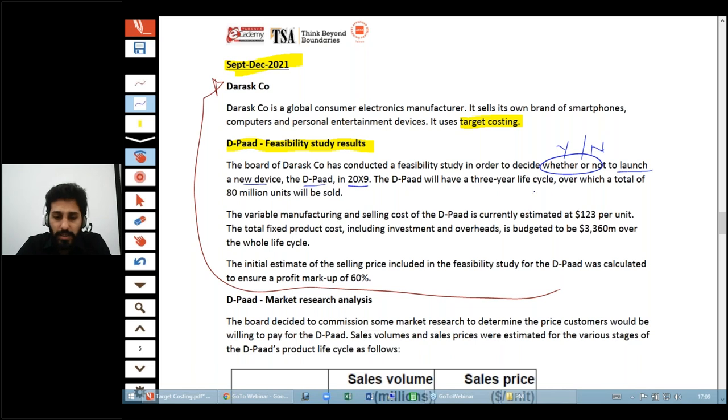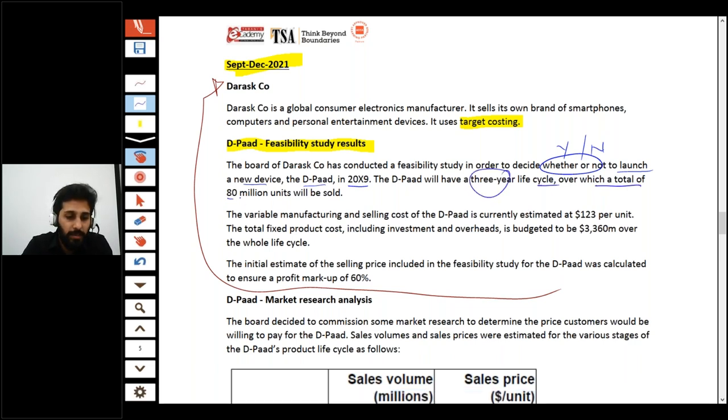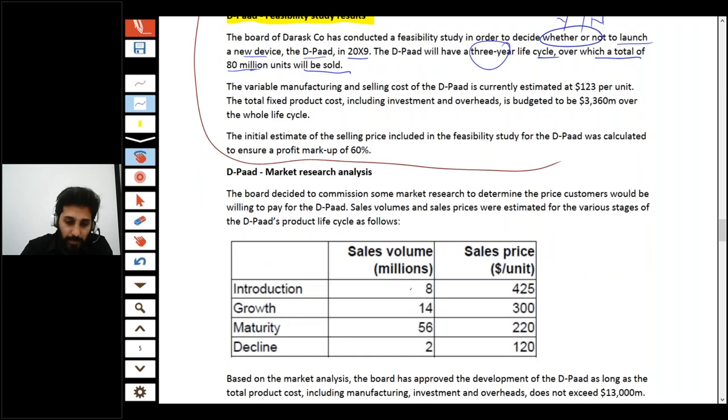The D-pad will have a 3 year life cycle, over which a total of 80 million units will be sold. And you can witness it from there: 8, 14, 56, and 2. This would become 80 million. It is in millions, right?